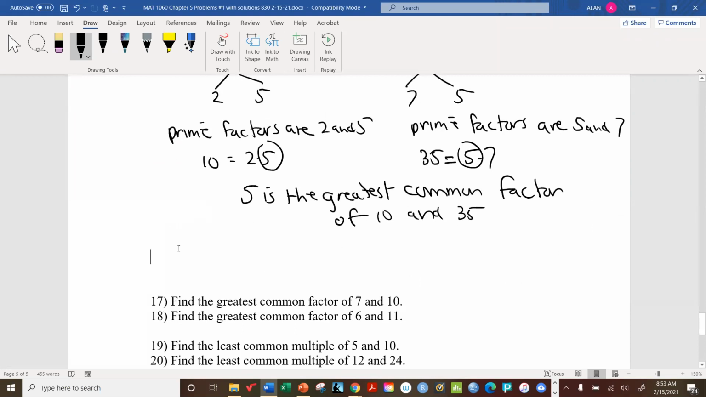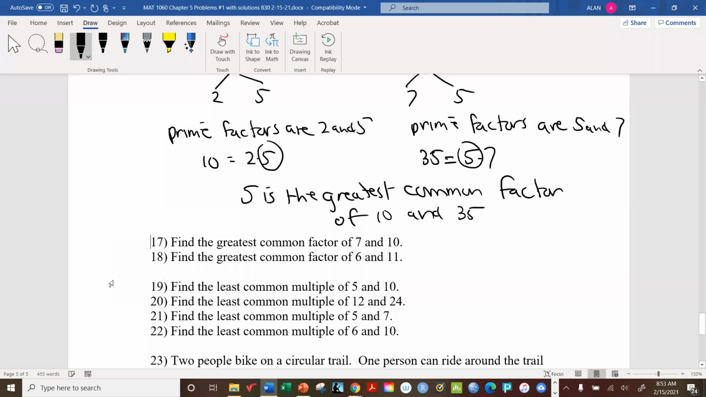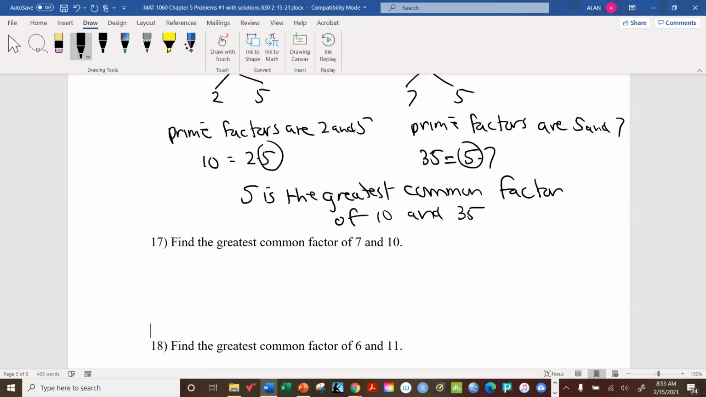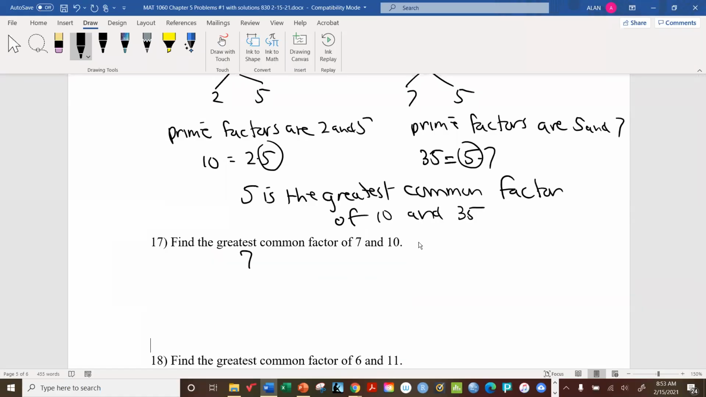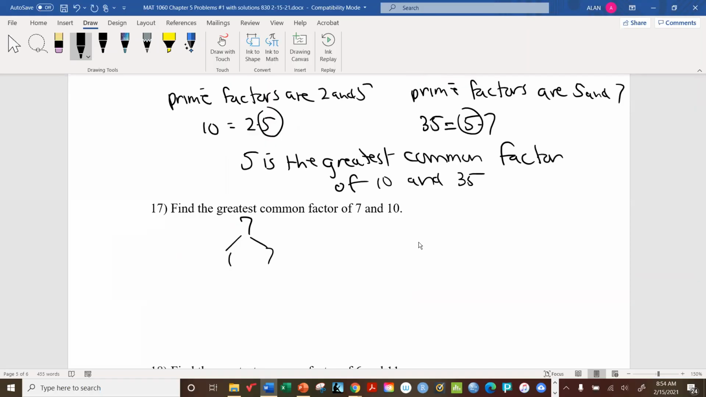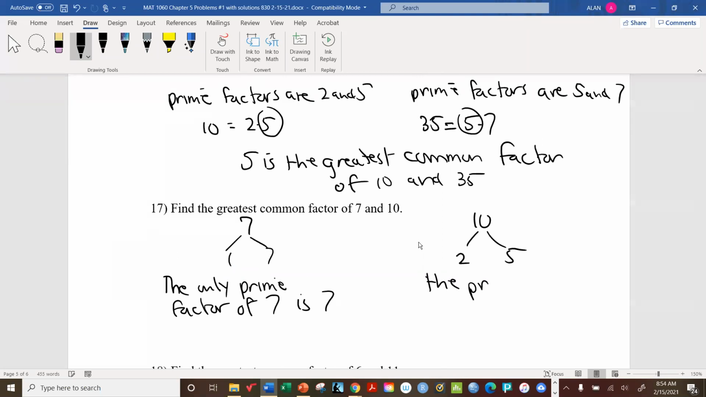Now, here's an interesting case. What do we do with this one? So 1 is not prime, so the only prime factor of 7 is 7. What about 10? Oh no, the prime factors are 2 and 5. Well, what happened? They don't have any in common. What do we do now?